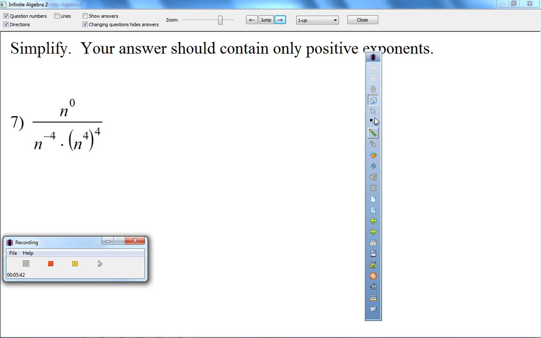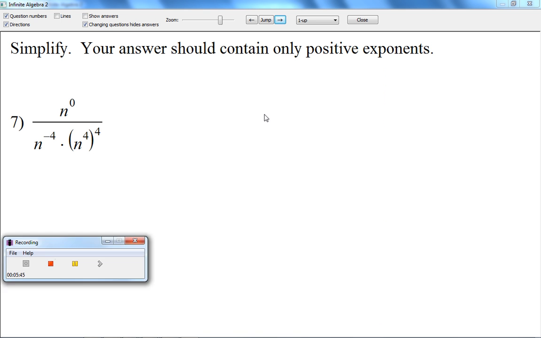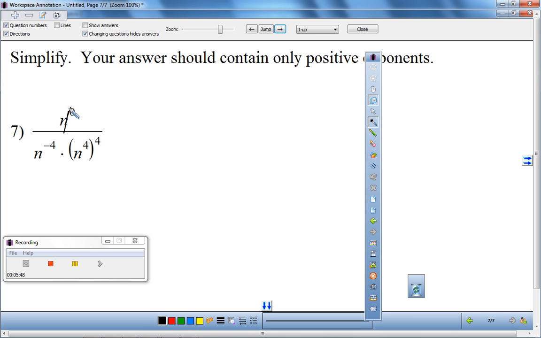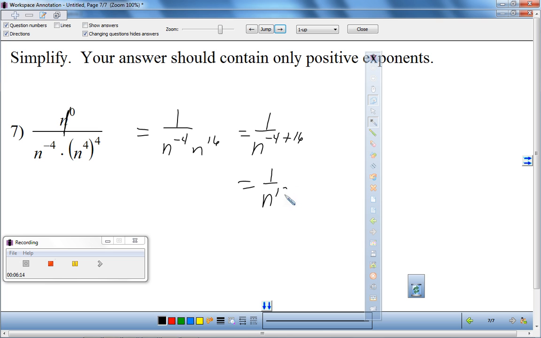Alright, number 7. N to the 0 power is 1. So we end up with 1. Okay, I'm going to deal with this. The power of the power. So n to the 4th becomes n to the 16th because we're multiplying these two. Okay, and so then we end up with 1 over n. Since we're multiplying here, we're going to go negative 4 plus 16. Different sign, subtract. So we end up with 1 over n to the 12th. Okay, and so that's positive, so we're going to leave it alone.